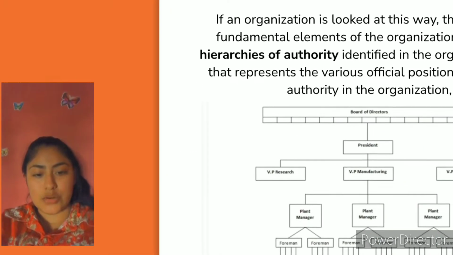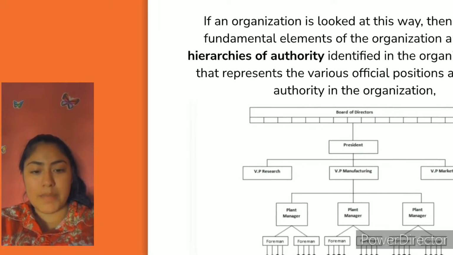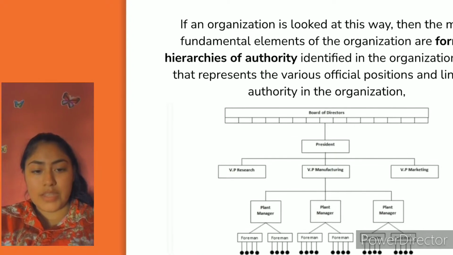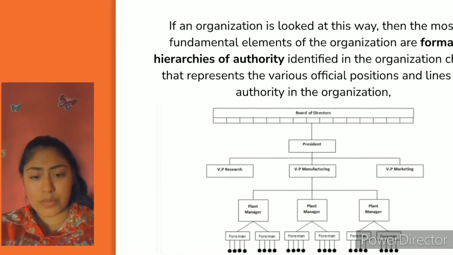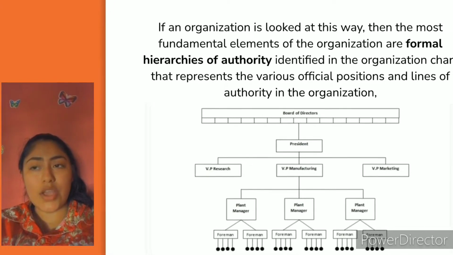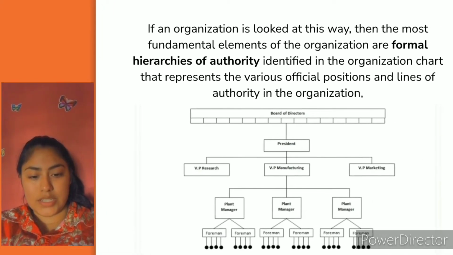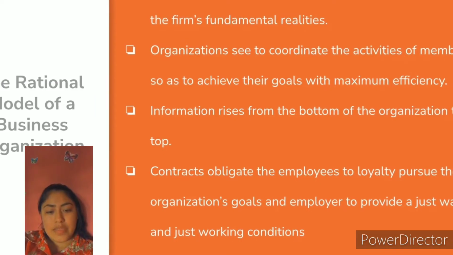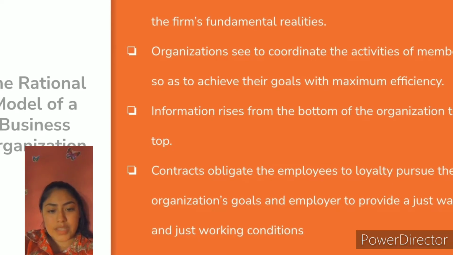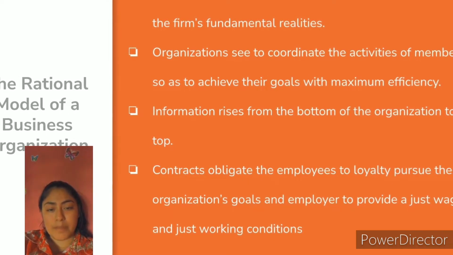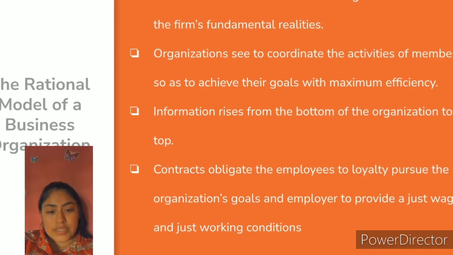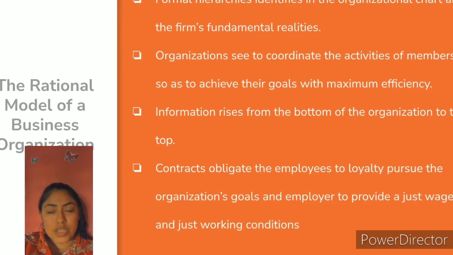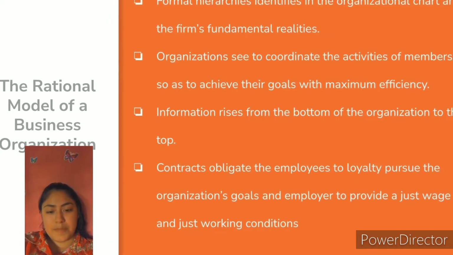If an organization is looked at this way, the most fundamental elements of organization are formal hierarchies of authority identified in the organization chart that represents the various official positions and lines of authority in the organization. And there you can see an example of the organization chart. Formal hierarchies identified in the organizational chart are the firm's fundamental realities. Organizations seek to coordinate the activities of members so as to achieve their goals with maximum efficiency.